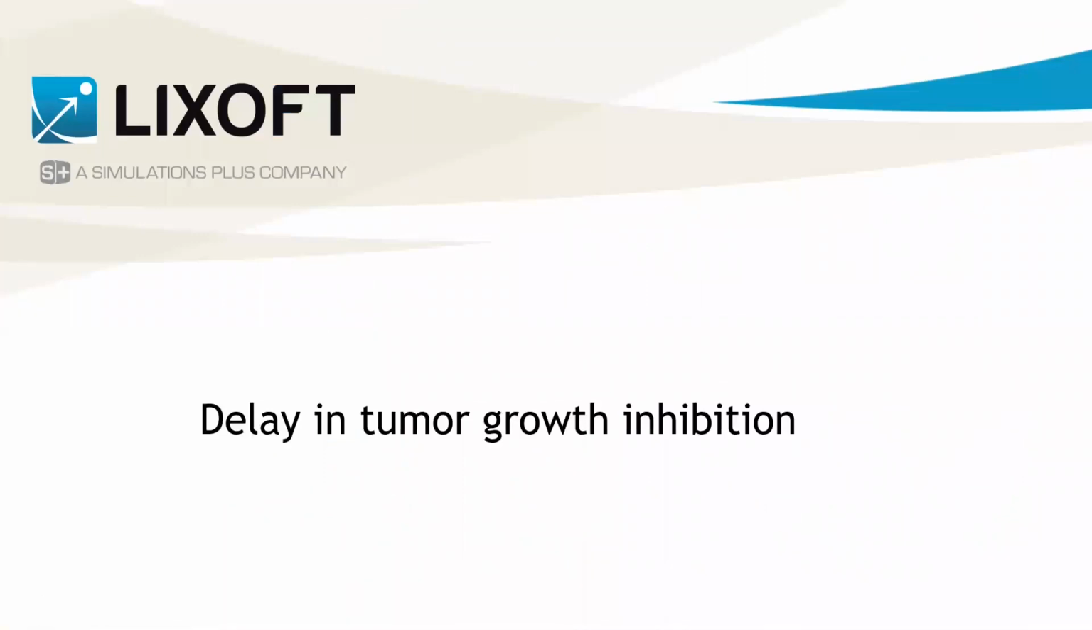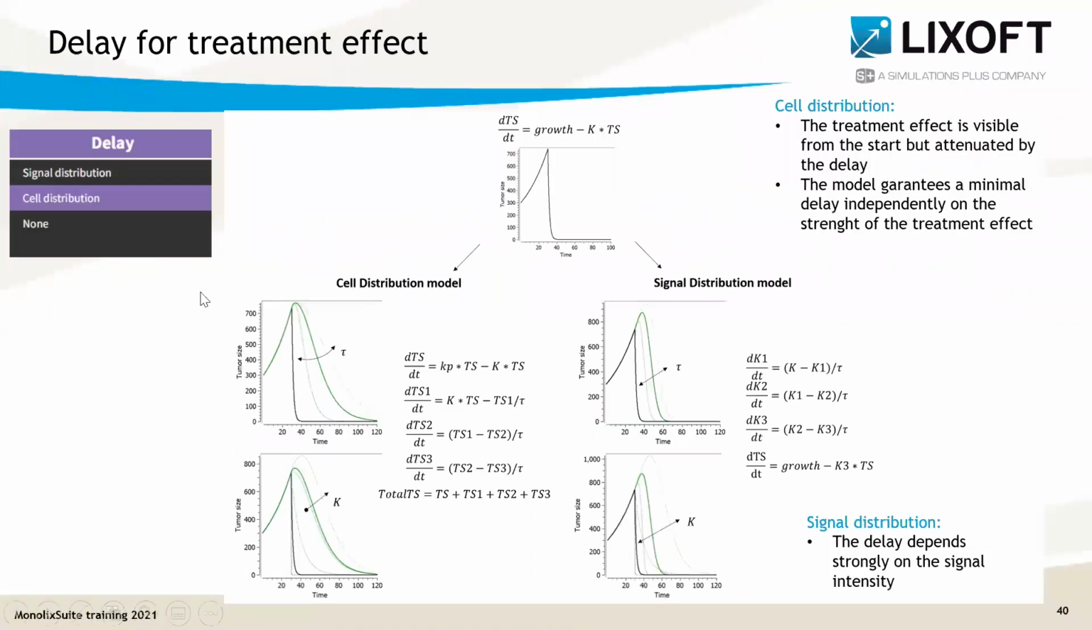Now let's see the different options for delays. We know that chemotherapeutic effects often appear days or weeks following drug exposure. So this delay is usually described with transit compartments, either in the treatment effect with a signal distribution model, or in cell death with a cell distribution model. So this corresponds to these two options.